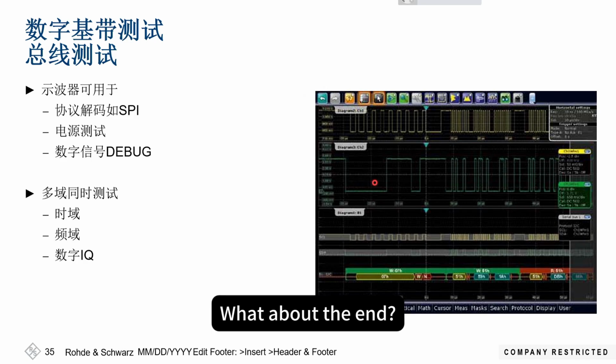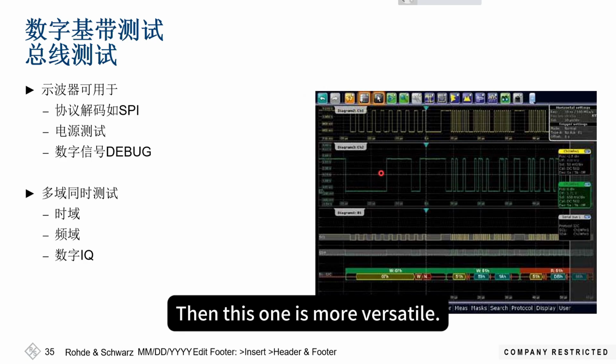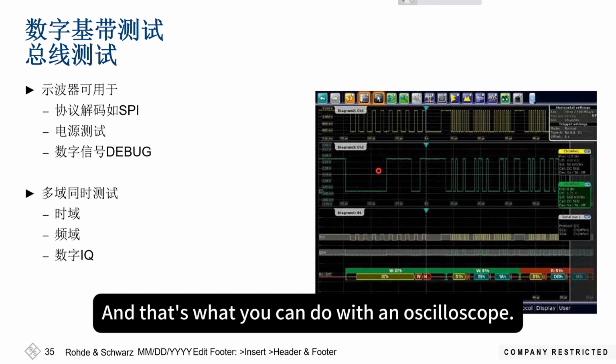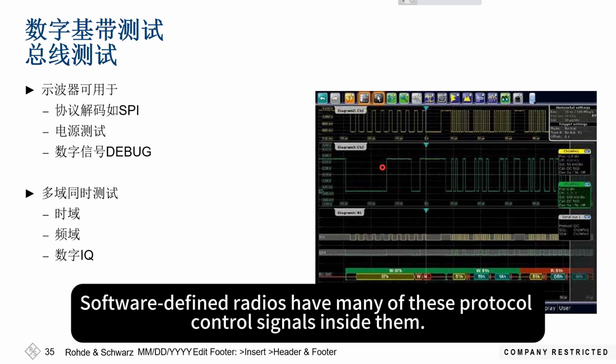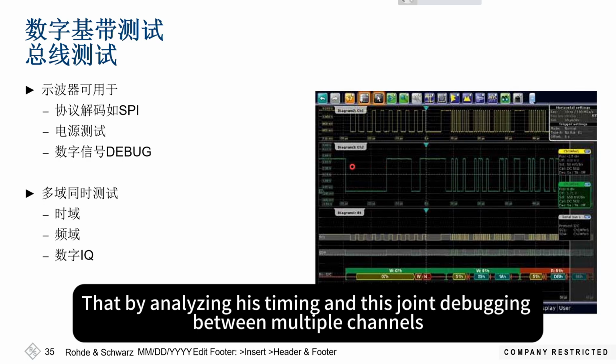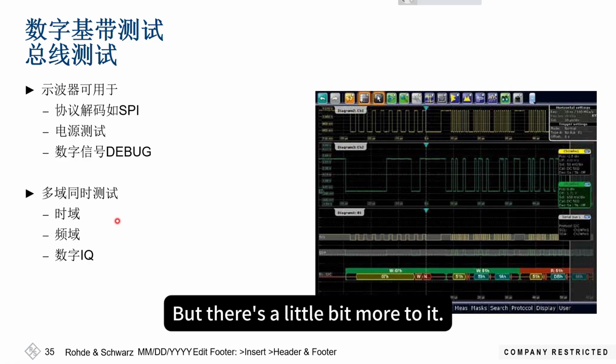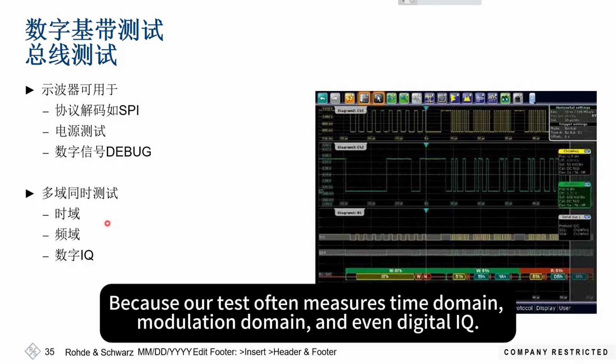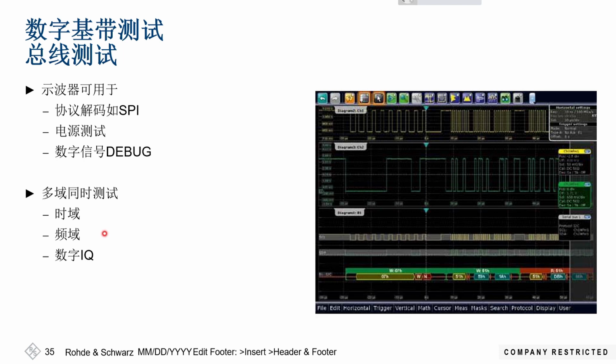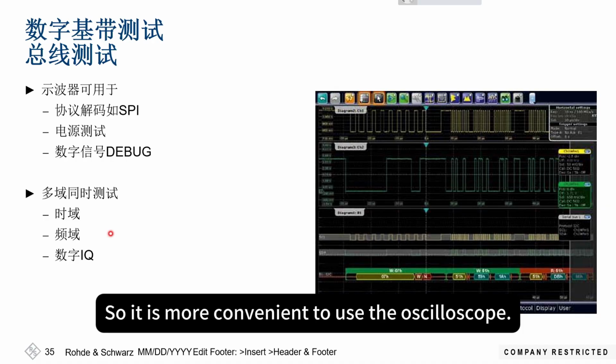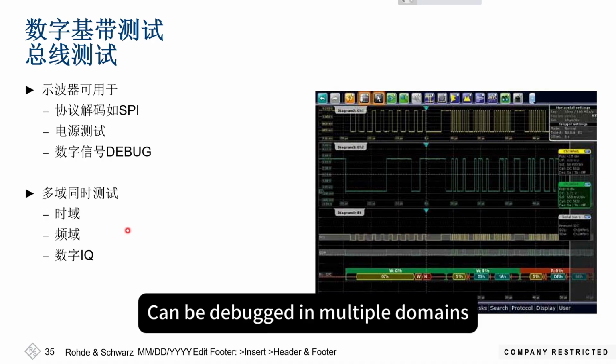What about the end and digital baseband testing? Then this one is more versatile, and that's what you can do with an oscilloscope. Software-defined radios have many of these protocol control signals inside them, by analyzing their timing and this joint debugging between multiple channels. But there's a little bit more to it, because our test often measures time domain, modulation domain, and even digital IQ. So it is more convenient to use the oscilloscope. It can be debugged in multiple domains.